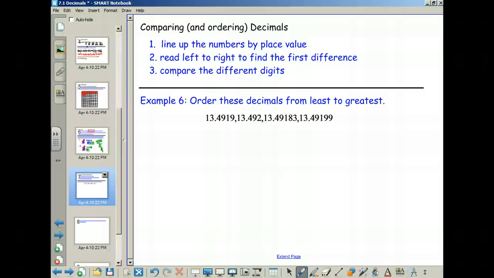So we're going to line them up one underneath the other. So the first one is 13. There's a decimal point, and then 4919.